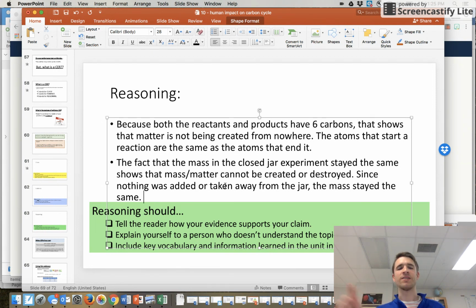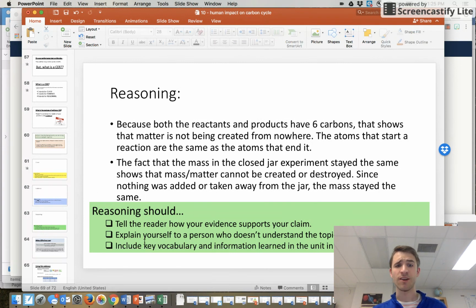It's pretty simple. Claim, 1 sentence. Evidence, give like 2 pieces of evidence. And reasoning, explain how the evidence supports the claim. Does our reasoning tell the reader how the evidence supports the claim? Yes. Does it explain yourself to a person who doesn't understand the topic at all? I think so. And does it include key vocabulary like carbon, reactant, product, photosynthesis? Yes, it includes key vocabulary within this unit, so we're in good shape.